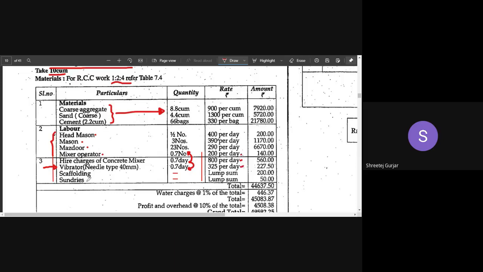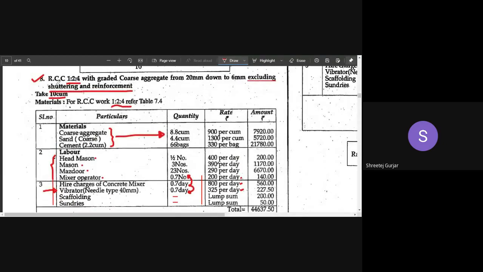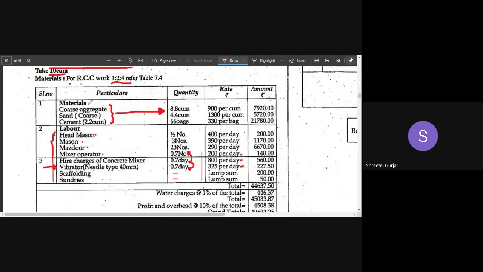Then we require some scaffolding for working at a higher elevation. In lump sum we have taken 200, because we do not require much scaffolding work for this particular RCC work. Then sundries, as I told you, are minor non-standard quantities which you have to take into account. In sundries we have taken 50 rupees. This is very minor, so don't worry if you miss out this value.